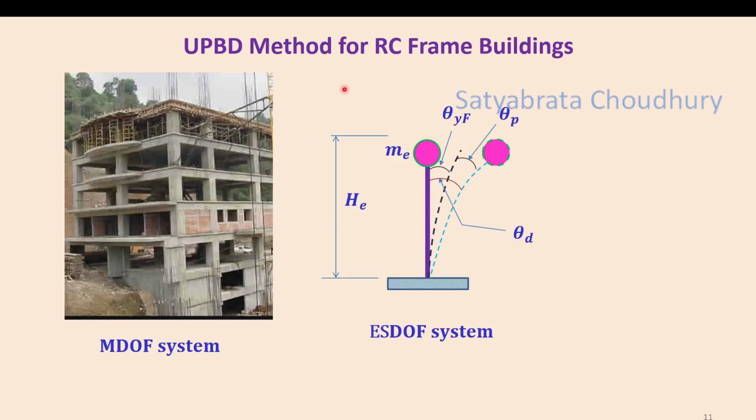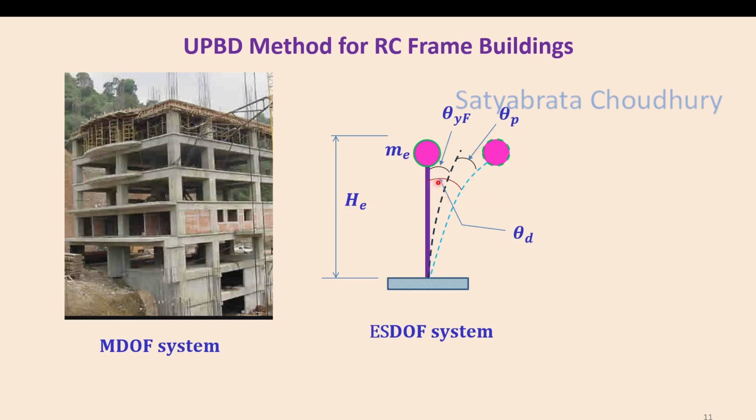Now let us see what the theoretical background is, how it is developed. Here is a multiple degree of freedom system. It has so many beams and columns, these moment resistant frames. Now this can be converted to an equivalent single degree of freedom system, as we have discussed in our previous videos. This equivalent single degree of freedom system, ESDOF system, has a single effective mass ME, an effective height HE, and other properties like effective stiffness, etc., which we will see. Now this single degree of freedom system is swaying on one side.